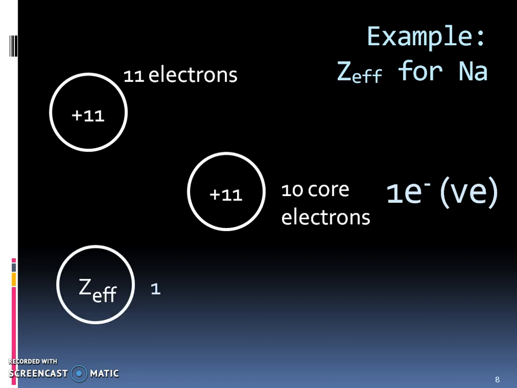So the Z effect really would be 1. How did we get that? Well, the Z effect, again, is going to be 11, which is the nuclear charge, minus those 10 core electrons, and we get a plus 1.